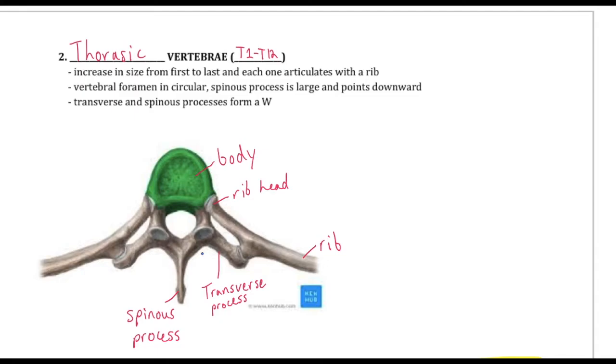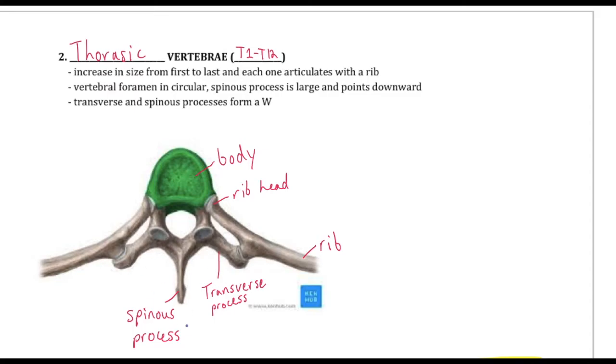The vertebral foramen is circular, and the spinous process is large and points downward. The transverse and spinous processes form a W. So if you take your fingers and you make two L's and you put your thumb at about a 45-degree angle and cross them like that, you cross your two index fingers and you have your thumbs on your thigh, they're going to make W's. Okay, that's what our thoracic vertebrae are going to look like.